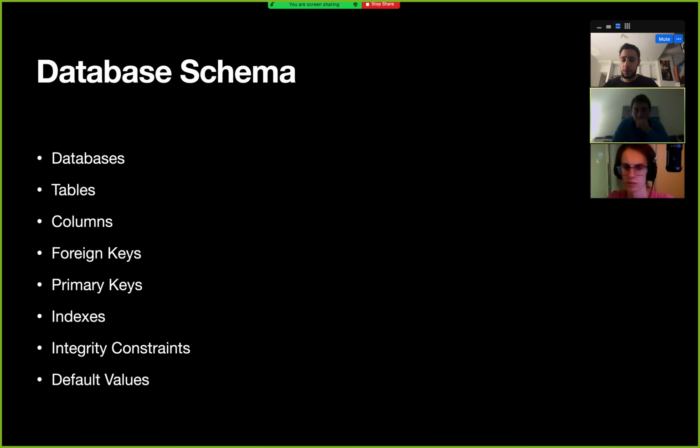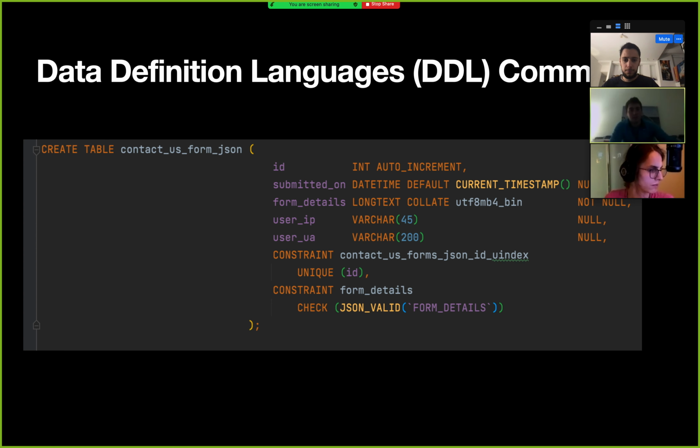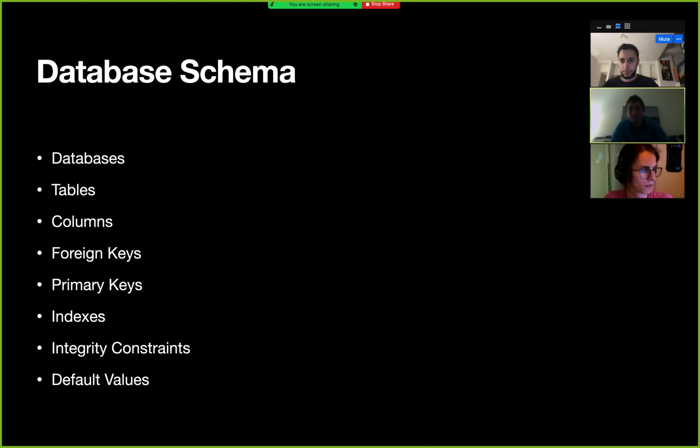Integrity constraints. An integrity constraint might be like where I mentioned in this table here. You see here constraint check JSON valid. That's an integrity constraint. It forces that data entry is valid JSON.